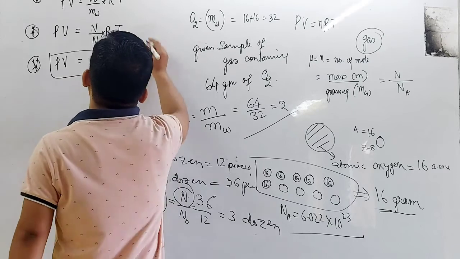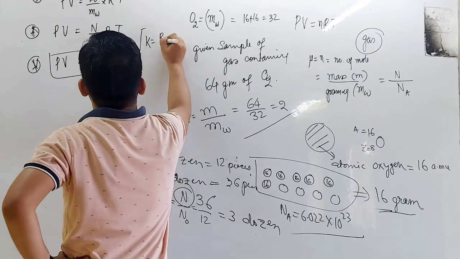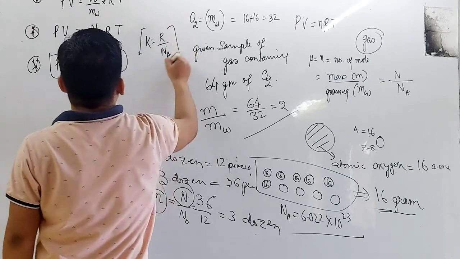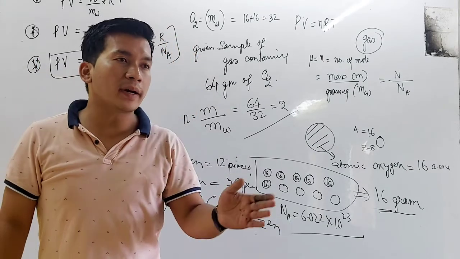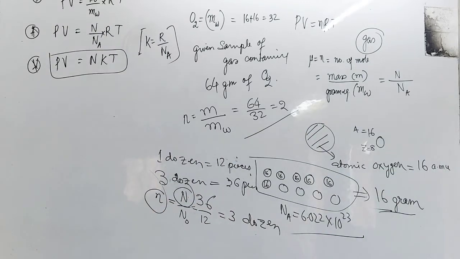If the gas constant is divided by the Avogadro number, we will call it Boltzmann's constant. This is more relevant in thermodynamics than in chemistry.